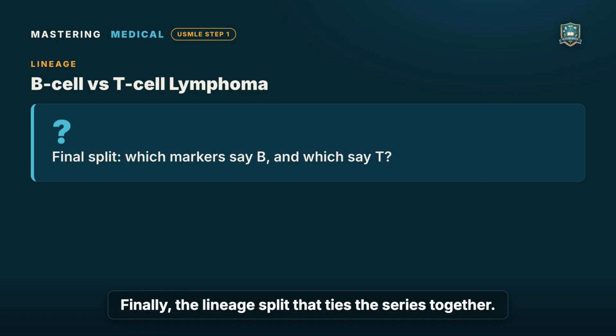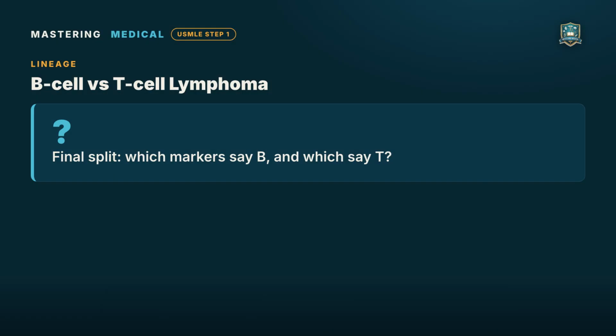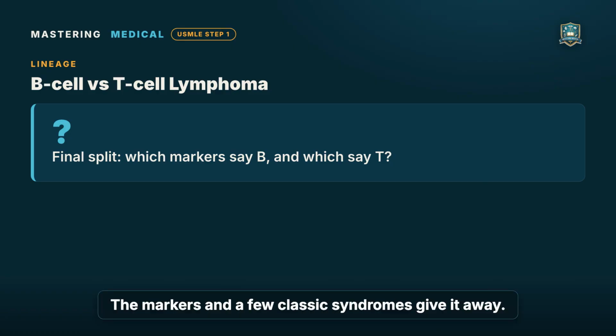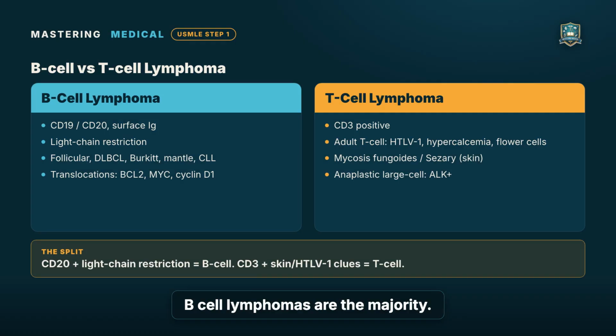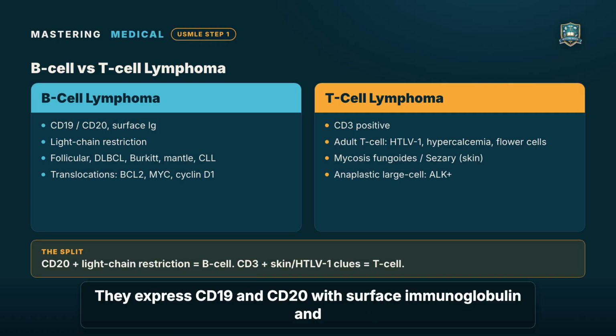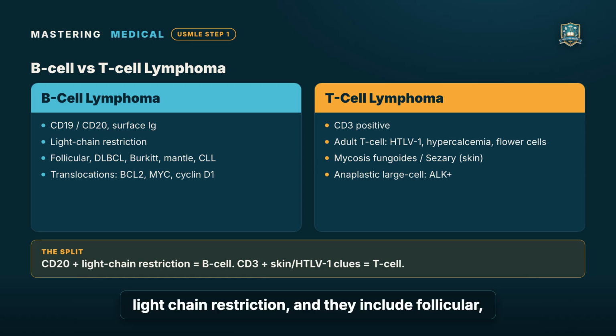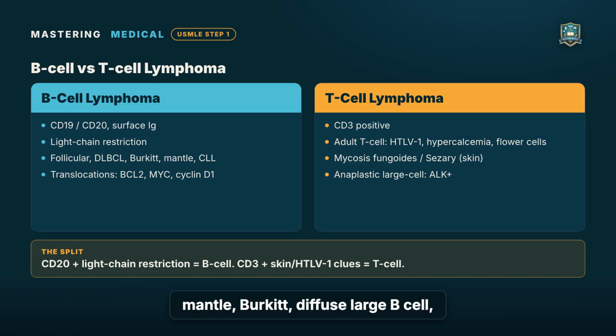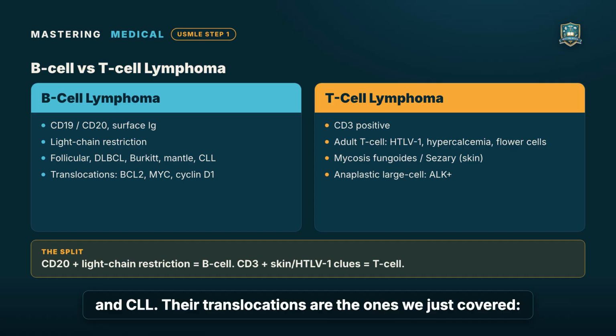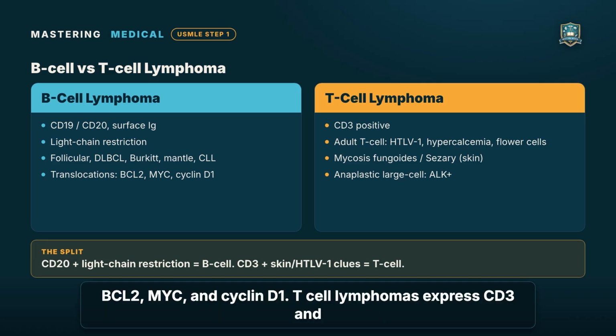Finally, the lineage split that ties the series together. Once you know it is lymphoma, is it B-cell or T-cell? The markers and a few classic syndromes give it away. B-cell lymphomas are the majority. They express CD19 and CD20 with surface immunoglobulin and light chain restriction, and they include follicular, mantle, Burkitt, diffuse large B-cell, and CLL. Their translocations are the ones we just covered: BCL2, MYC, and cyclin D1.